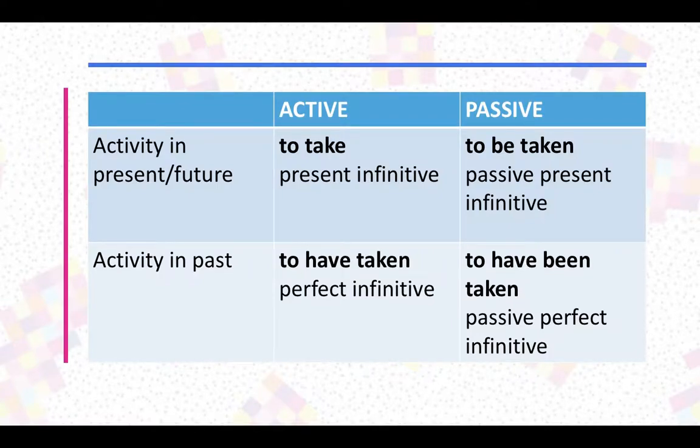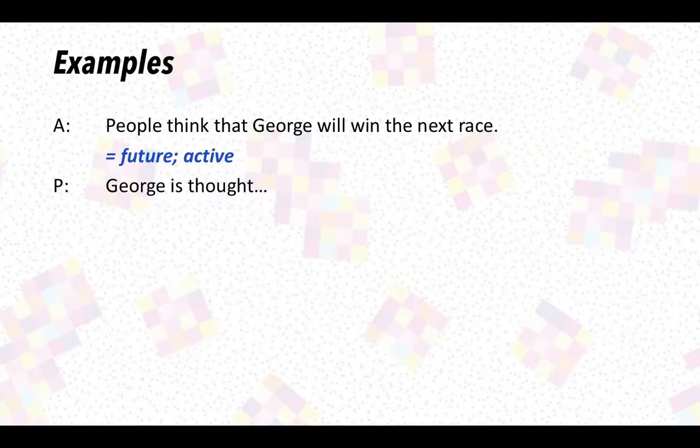So let's have a look at our scheme then and use it in the correct way. So it is active, so we need to look at the column with the title active, okay? And since we're dealing with a future action, we need to look at the first row, and then eventually we arrive at the present infinitive, which is to take, or like to dance, or to eat, or whatever. So apparently we just need to use our classic present infinitive. So what is our end result then going to be? Well, George is thought to win the next race. So we figured out which infinitive to use. In this case, that is just a regular present infinitive.